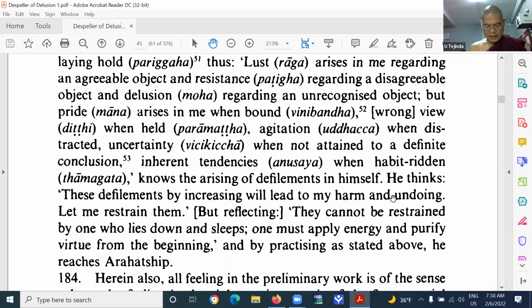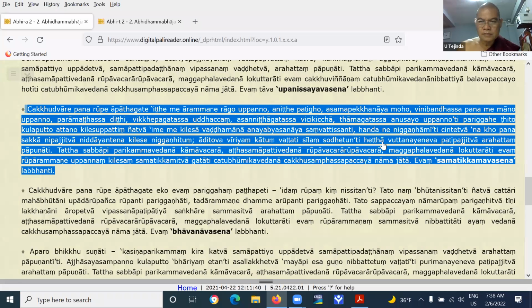It is not possible to oppress them. So, what did he see? He had to set up effort, he has to observe sila first.